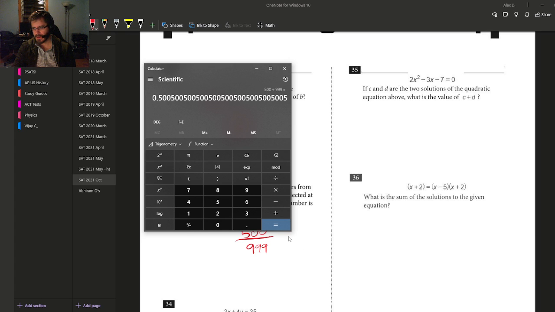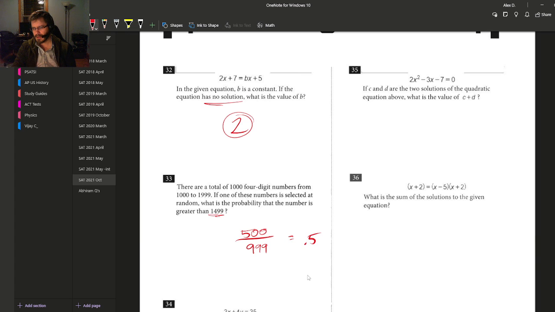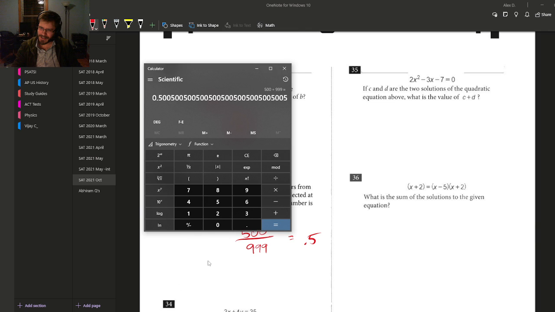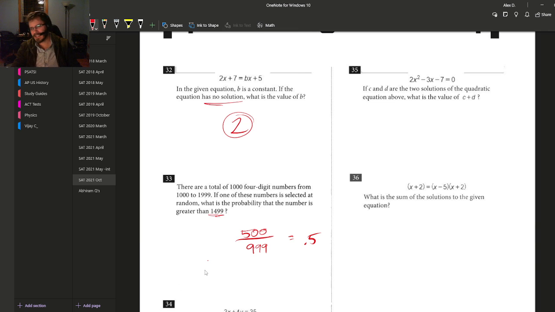So 0.5, I suppose. That has a rounding situation to it. There are a total of 1,000. So they tell you 1,000.